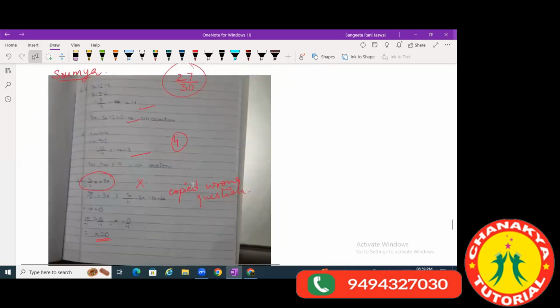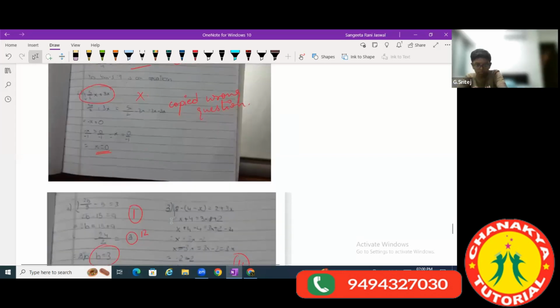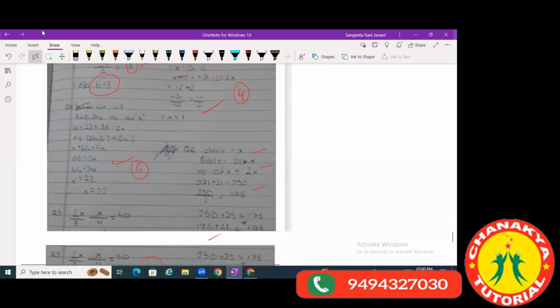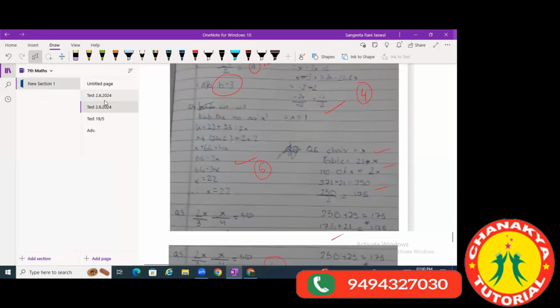Soumya, you have got 27 out of 30. It's good marks, but somewhere you have made a mistake. Soumya, here you have copied the wrong question in this. Okay, Soumya? Hello, Soumya is here? Soumya, are you there? Ma'am, she is not there in the meeting. Okay, so let's see the others.